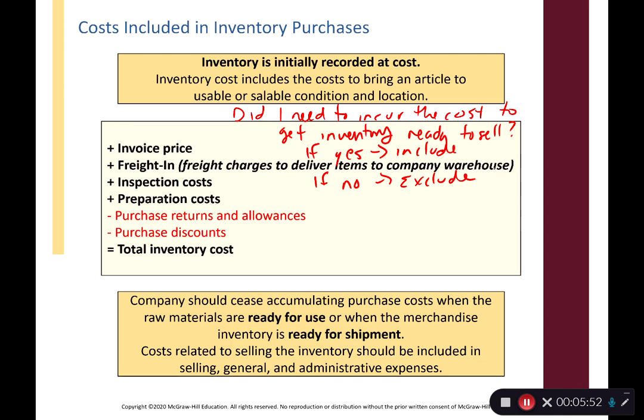So do I need to incur shipping costs out to the customer to get the inventory ready to sell? No. I need to incur shipping costs to sell the inventory, but not to have it ready to sell. Don't confuse those shipping costs out to the customer with freight in costs, which are costs to get the inventory delivered to us, the business. Freight out costs would be the cost to deliver it to customers. Freight in is included because we need the items in our warehouse to sell them. Freight out would be excluded because we don't need to ship goods to the customer to have the inventory ready to be sold.